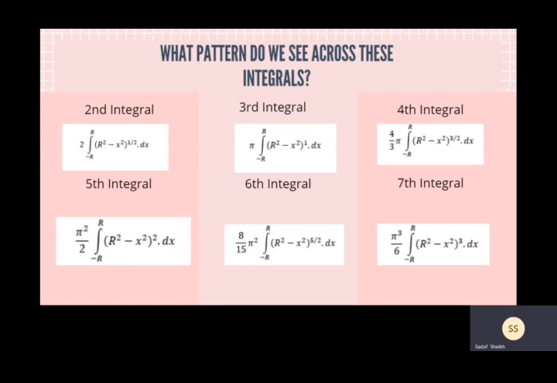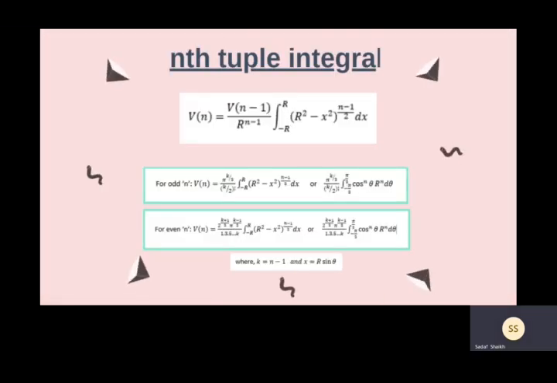So how do we conclude that particular pattern? This is what concludes it. We see that the volume of the one less dimensional hypersphere divided by the radius, the radius to the power of the one less dimensional hypersphere, multiplied by the integral itself, we have the volume of that particular dimension. For odd and even integrals, we have different equations, where k equals n minus 1 and x equals r sine theta.